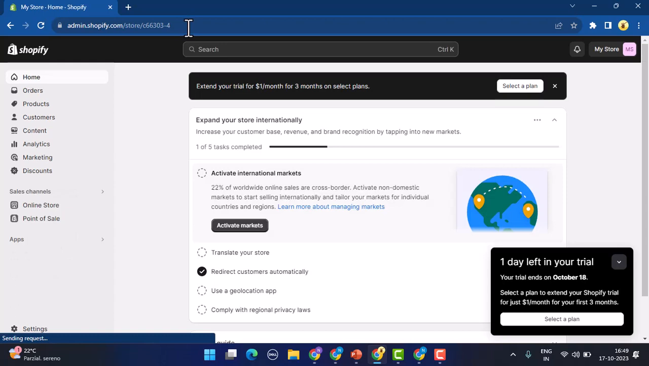Study successful Shopify dropshipping stores using tools like Ecom Hunt, Thrive, or MyPlans, etc. Now check bestsellers on eBay and Amazon. If the product sells well, it might do well on Shopify as well.